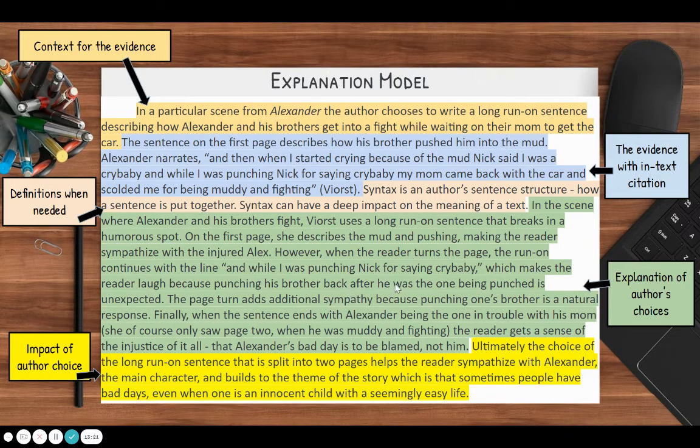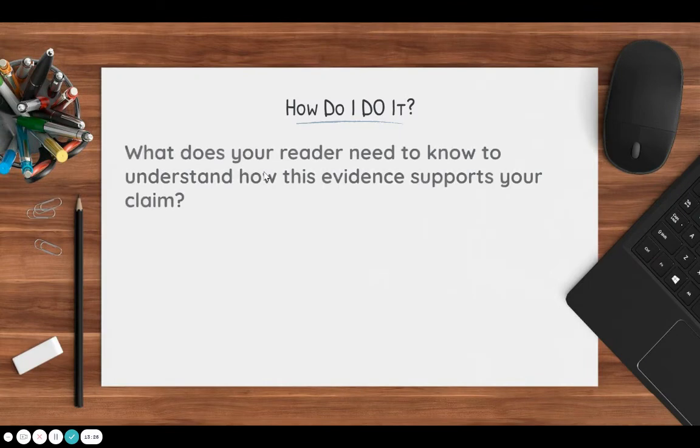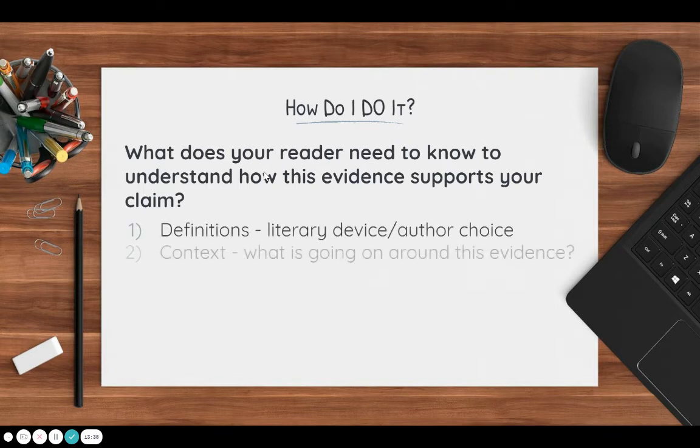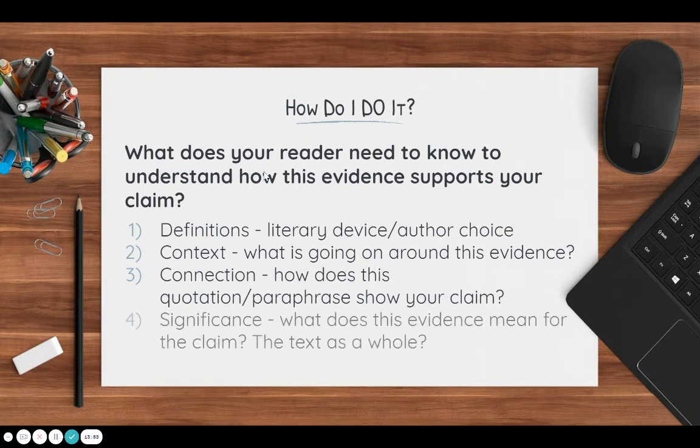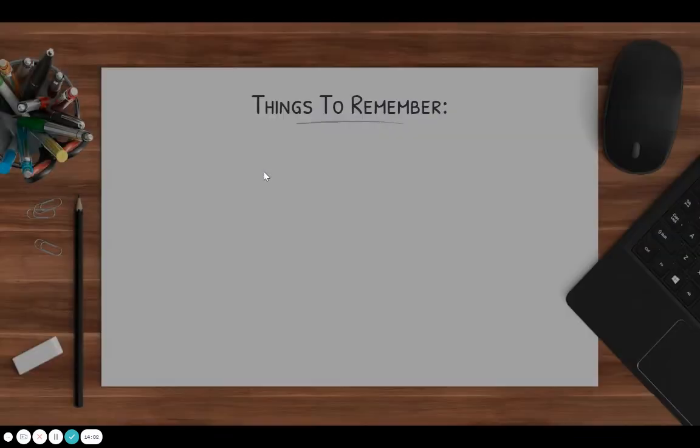It connects the dots for the reader, and there are certain moves that need to be covered every time you use explanation. So just as a reminder, when you are writing your explanation, what does your reader need to know to understand how this evidence supports your claim? That is the central question you are always asking yourself. Provide definitions where needed. Provide the context, what's going on around this quotation or in this scene. Provide those connections. How does this quotation or paraphrase show your claim? Explain how you see the author's choice in there. What moves do you see in the text? And then provide significance. What does this evidence mean for the claim? How can I connect this evidence back to my claim? And what does it mean for the text as a whole?